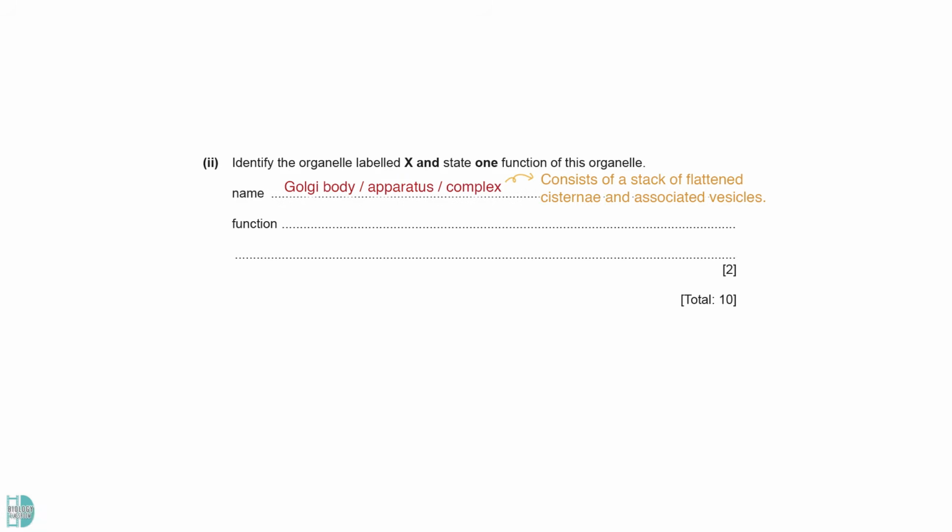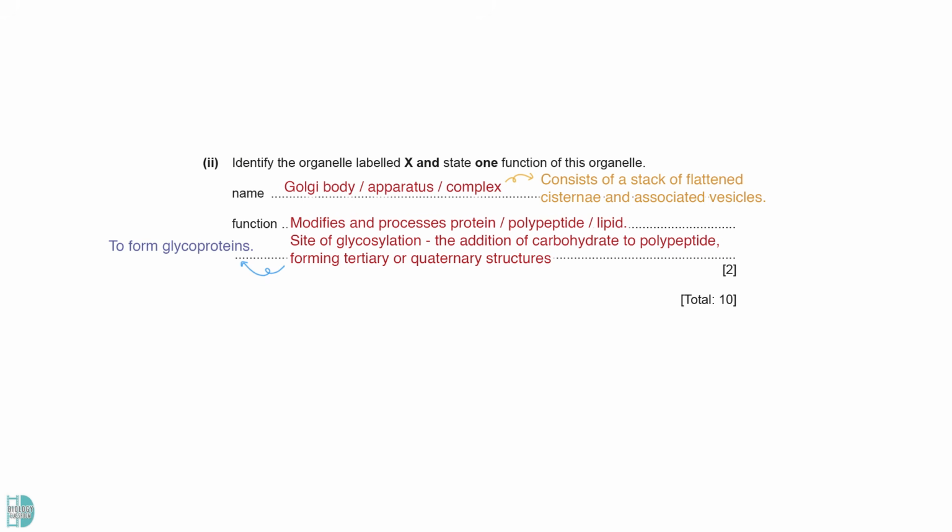X is a Golgi body. It consists of a stack of flattened cisternae and associated vesicles. It modifies and processes biological molecules such as proteins and lipids. For example, the addition of carbohydrates to protein to form a glycoprotein. This process is called glycosylation.